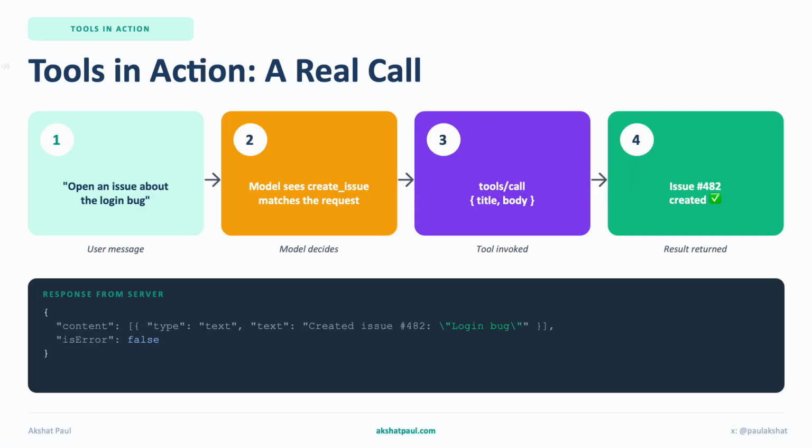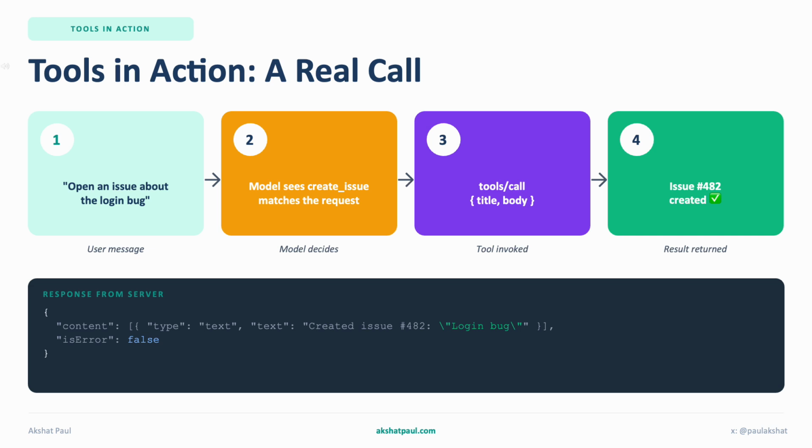Let's trace through a real tool call end to end, because seeing it in motion makes everything click. Step 1. The user types something natural. Open an issue about the login bug. Nothing technical, just a plain request. Step 2. This is the important part. The LLM itself looks at the conversation and looks at the list of available tools. It recognizes that create_issue matches the intent of this request far better than anything else.